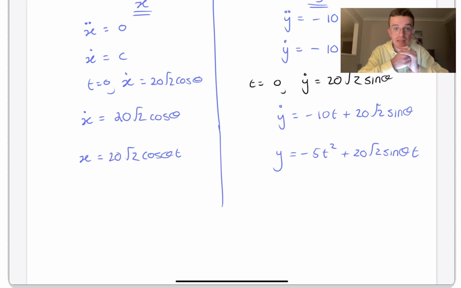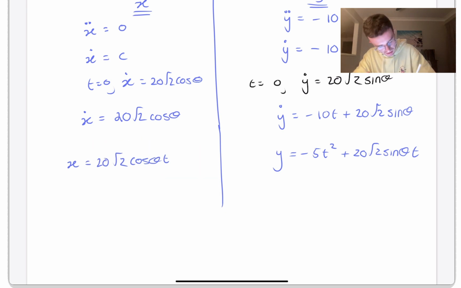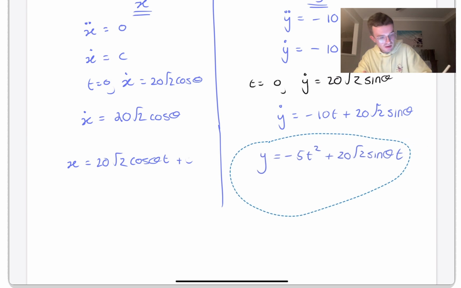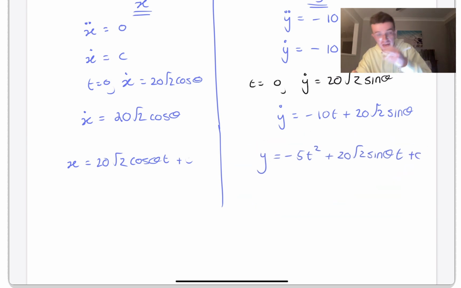Please don't accidentally integrate sine theta and cos theta. We don't know these angles, but we're not integrating with respect to theta. We're integrating with respect to time, and that's because these angles in these questions we can find, and that just makes cos and sine theta numbers, which we can't integrate with respect to theta. It doesn't make sense because they're numbers.